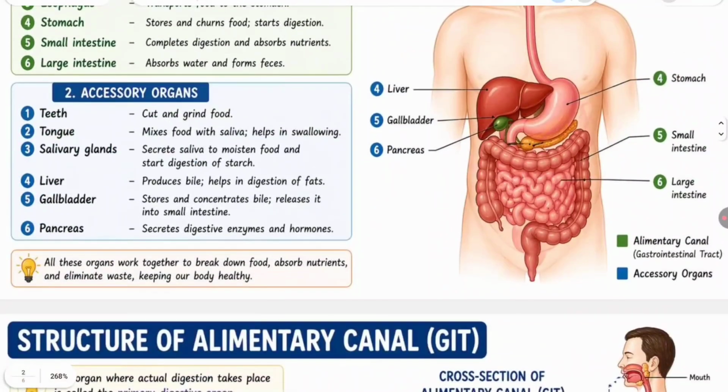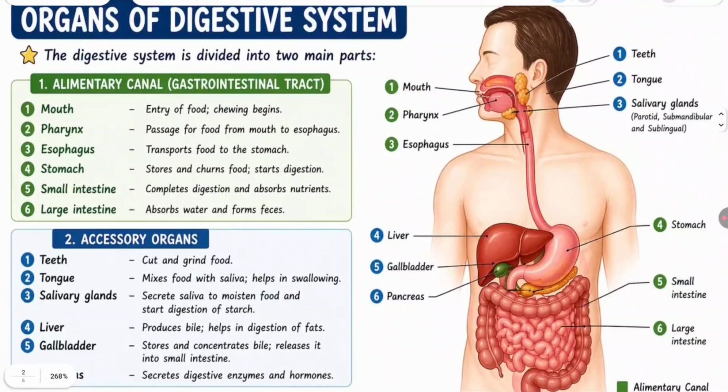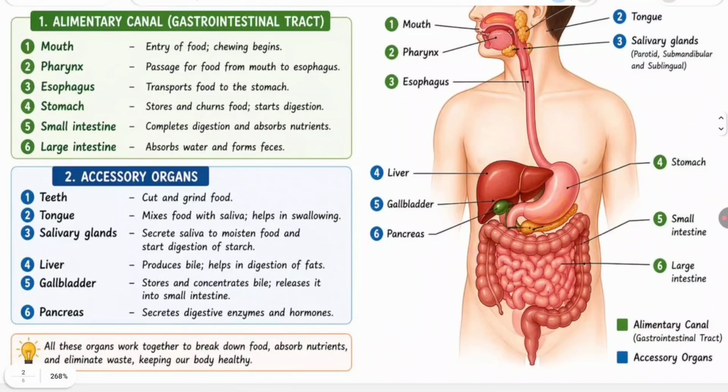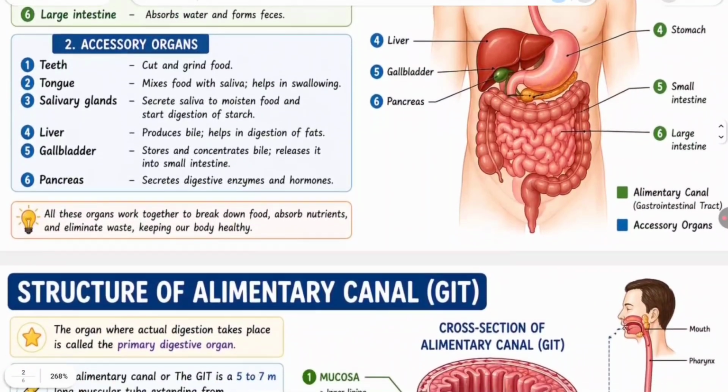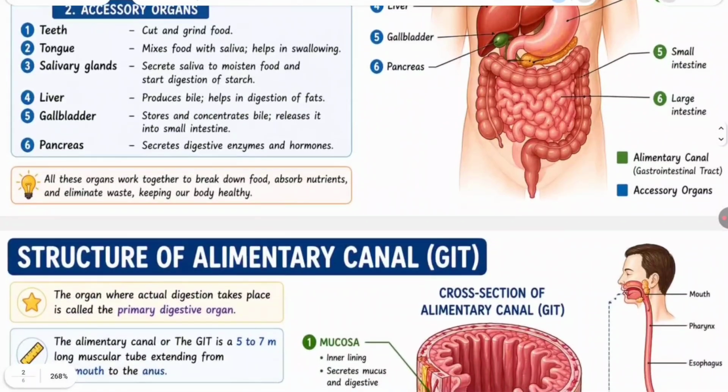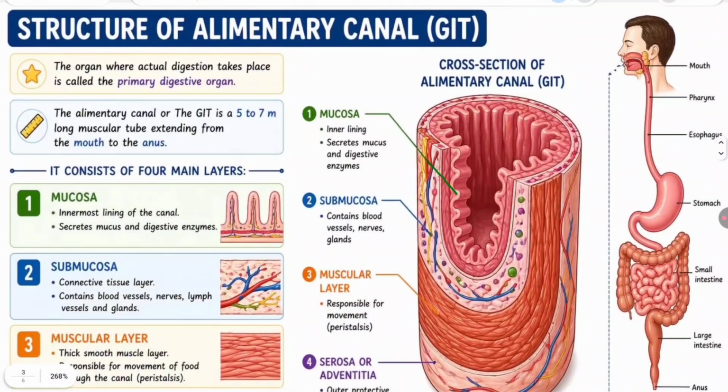Okay, up to now, you can see the picture also. Here teeth will be there in the mouth, then pharynx, then esophagus, stomach, this is liver, gallbladder, here pancreas, this is large intestine, this is small intestine, and here anus. Okay, you can see here the structure of the alimentary canal.